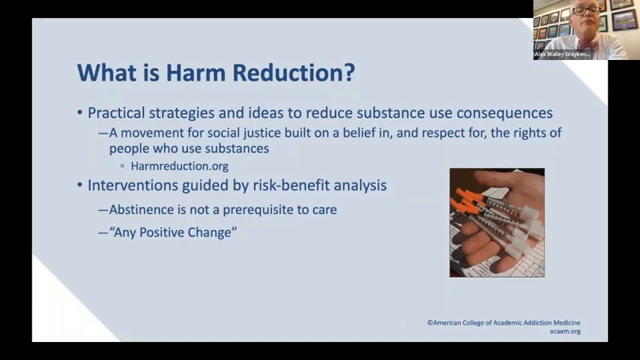It also is a movement for social justice that's built on a belief in and respect for the rights of people who use substances. And there's a national organization, which you can find at harmreduction.org. Some things to emphasize is that interventions in harm reduction are guided by a risk-benefit analysis. So we're trying to do more good than harm. And it means that we come to it without preconceived notions about abstinence. So abstinence is not a prerequisite to care. The mantra that comes from Dan Bigg, who I'll show later, is really any positive change. So if we're making any positive change, we're doing harm reduction.